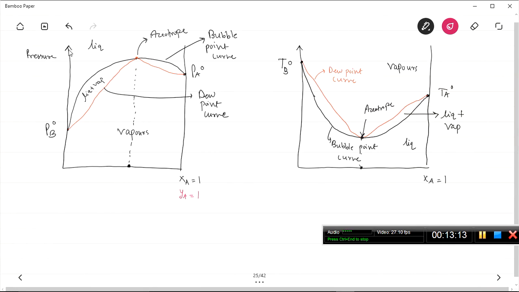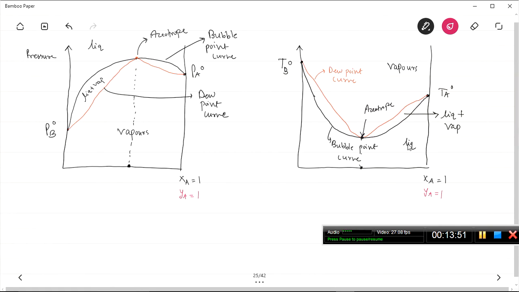We can also look at the same diagram in terms of temperature. Now if you look at the graph of temperature versus composition, that is again XA and YA, the black line represents the bubble point curve, and the red line represents the dew point curve. Again, the point where both the graphs coincide is your azeotropic point. At this point, the boiling point is less than both TA0 and TB0, that is the boiling point of pure liquid A and B respectively.